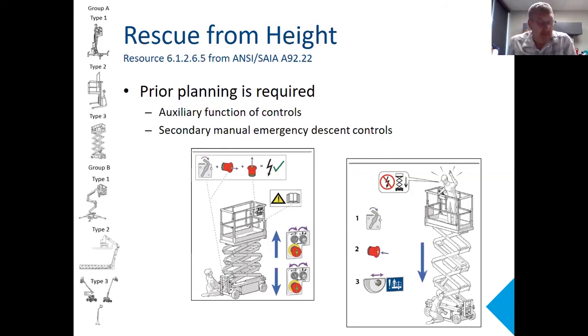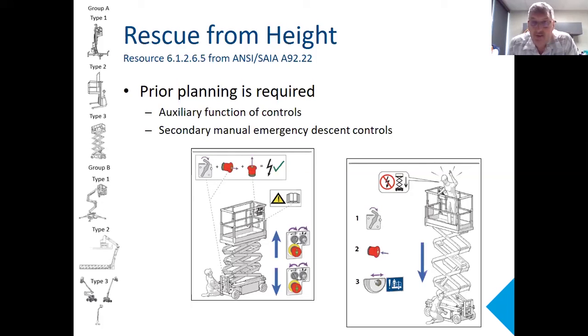All right, rescue from heights. So one last item I'd like to talk about here. This is an area that can create some confusion in the sense of how far do we do the training? What's our limit for training to be able to rescue somebody from a height?